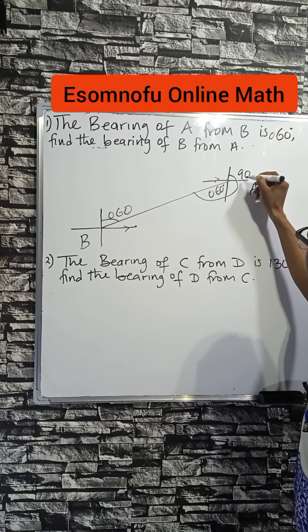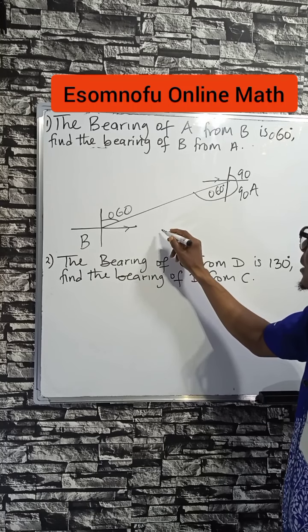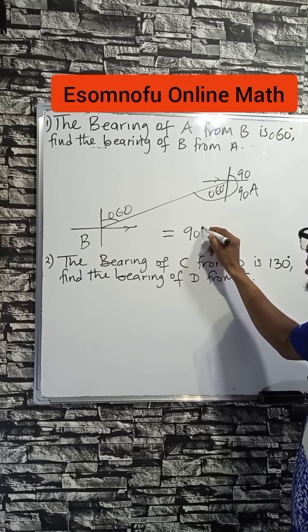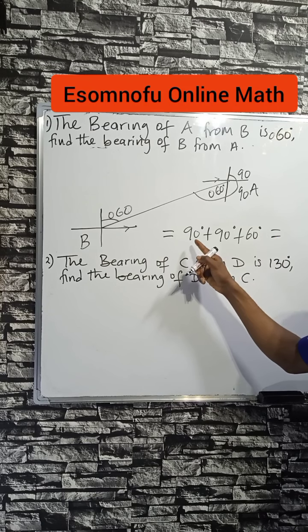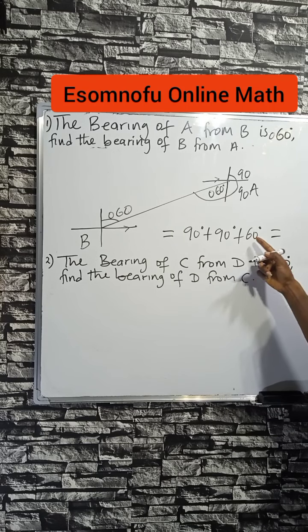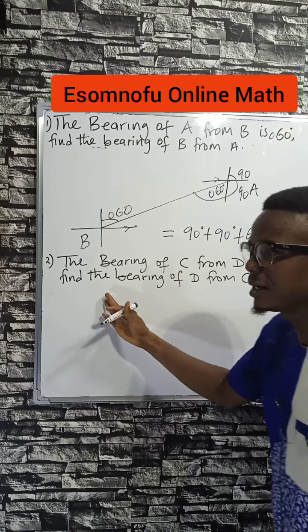And this is 90 degrees, the quadrant, this is 90 degrees, and this is 60 degrees. Therefore, the required bearing is 90 degrees plus 90 degrees plus 60 degrees, which is 90 plus 90 is 180, plus 60 will give us 240 degrees. Now look at the second one.